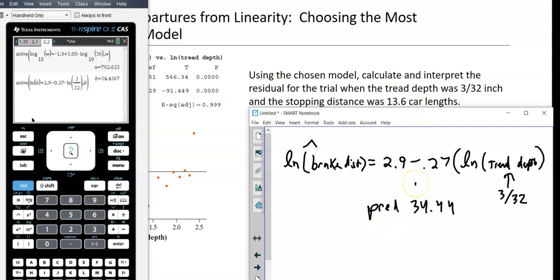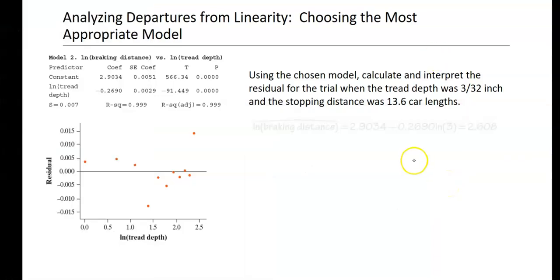So if I did this right, I didn't expect that. Let's see what they got. 2.6. Oh, they plugged in 3 there.